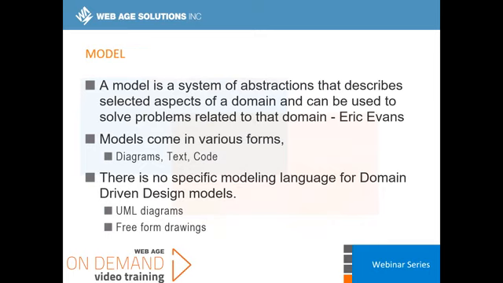The Software Engineering Institute, when they talk about documenting software architectures, suggests that if you're not using a standard modeling language, you should always have some kind of legend for every kind of diagram that you create. That advice is good advice for domain-driven design as well, as long as you are using relatively free-form diagrams and free-form drawings.